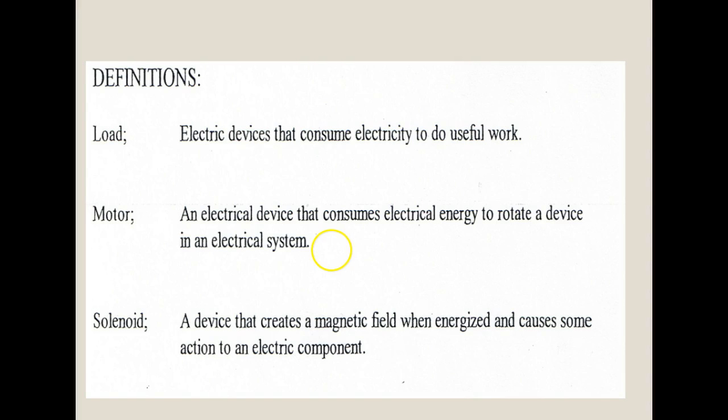There we go. All right, I guess before we start, these are the kind of definitions to be on your first test. Symbols and loads. Okay. Can y'all read this? Load. An electric device that consumes electricity and does useful work. A motor. Y'all probably familiar with motors, right? Okay, a motor is an electrical device that consumes electrical energy. It's used to rotate a device in an electrical system, right? So I tell you what, we'll do these after the symbols because it'll make more sense.